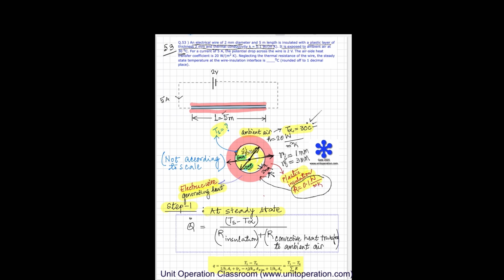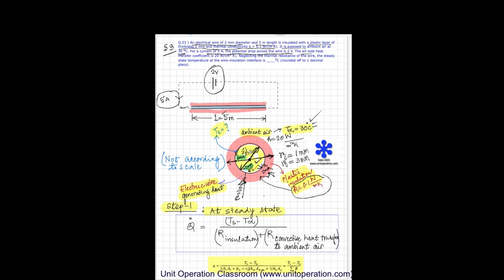For a current of 5 amp and potential drop across of 2 volts, so across it there is an electric supply and 5 ampere current is flowing through it. So we have to find the air side heat transfer coefficient, that means basically right here at the surface, because heat is being transported from whatever heat is generated inside the electrical wire due to the passage of current, goes through this plastic insulation. There is no resistance here, goes through the insulation, and then it finally goes out to the ambient air.